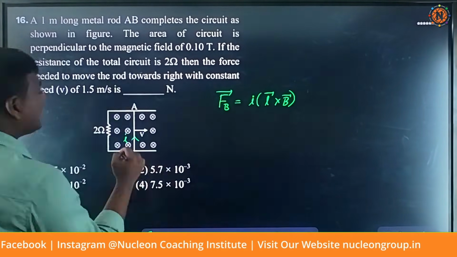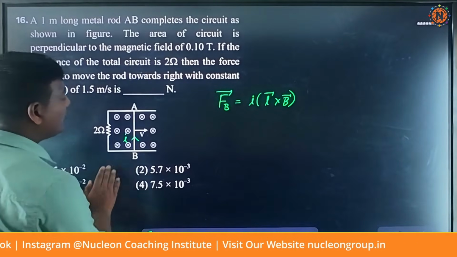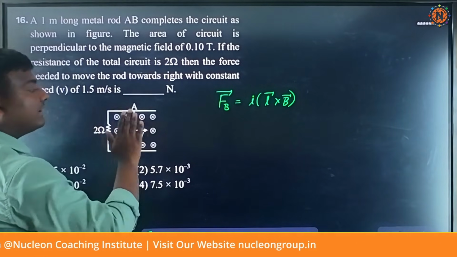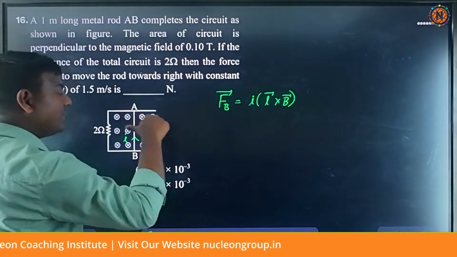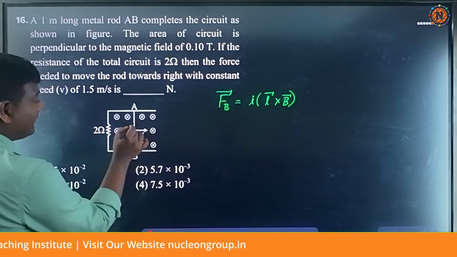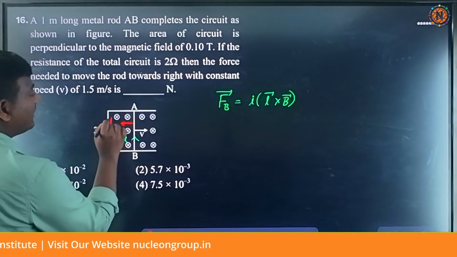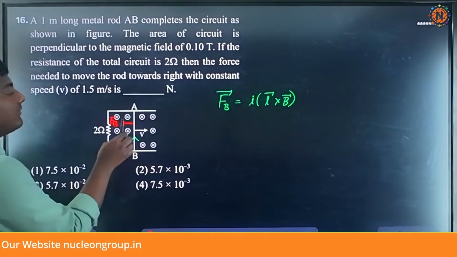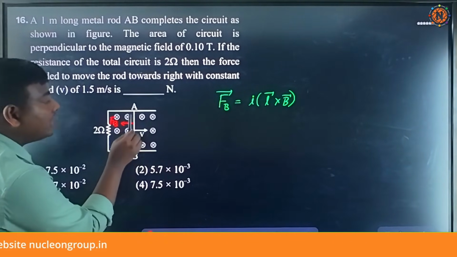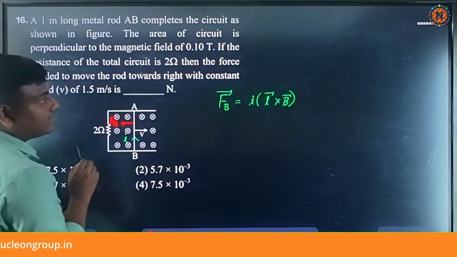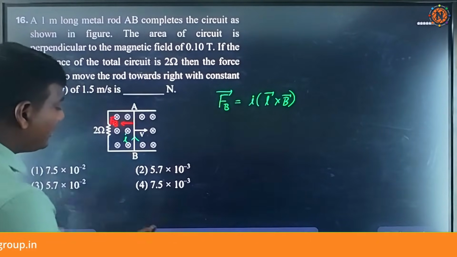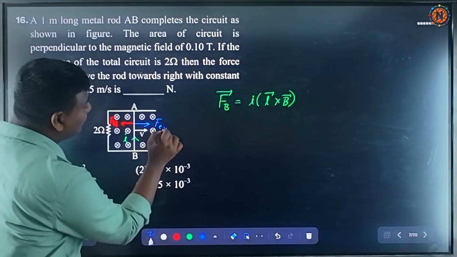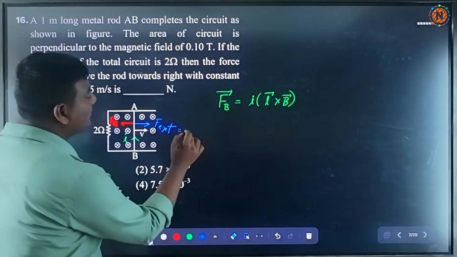The direction of L vector will be the same as the direction of current on the rod. So L vector is this and B vector is inward. So L cross B will be to the left side. So the magnetic field will apply a force FB in the left direction. But we need to move the rod in the right direction with constant speed, that means we need to apply some external force, and we need to find the value of this force.